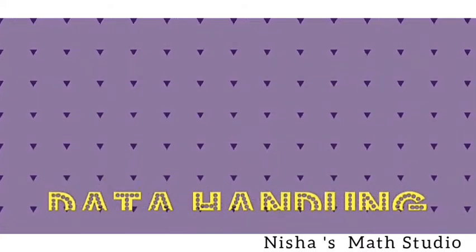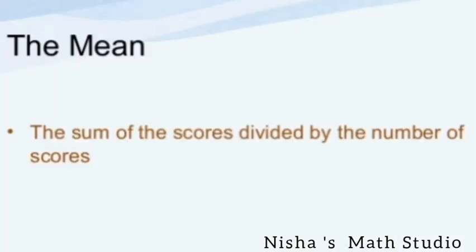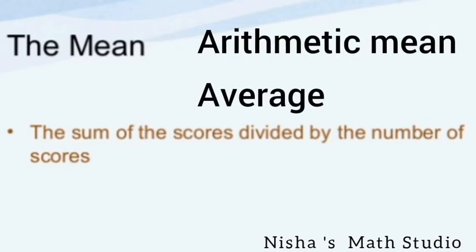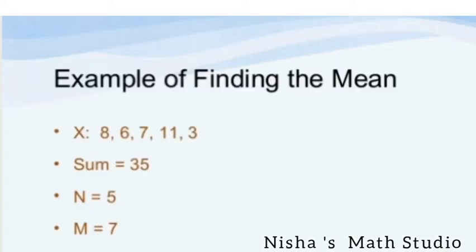In today's video, we learn 3 measures of central tendency. They are mean, median and mode. First, let's know what is mean. Mean is also called as arithmetic mean or average. It is calculated as the sum of the scores divided by the number of scores. So the formula for mean is sum of all the observations, that is adding all the data given, divided by number of observations. Let's try to understand it with an example.